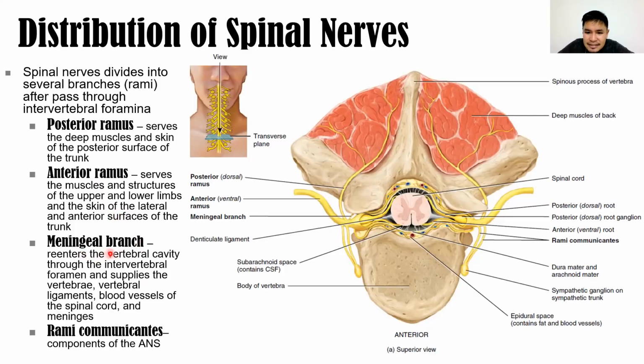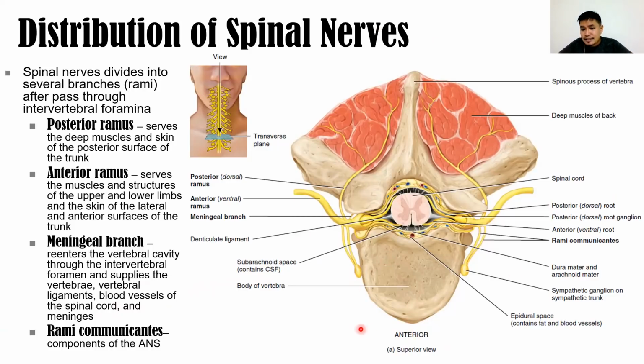Meningeal branch. Now, what is this meningeal branch? Re-enters the vertebral cavity, so babalik siya. Babalik siya sa vertebral cavity through the intervertebral foramen, lalabas through the intervertebral foramen, papasok ulit ang meningeal branch ng spinal nerve to re-enter the vertebral cavity and supplies the vertebra itself, the vertebral ligaments, blood vessels of the spinal cord, and meninges. Okay? And then you have your rami communicantes, which are components of your autonomic nervous system, the sympathetic and parasympathetic systems.